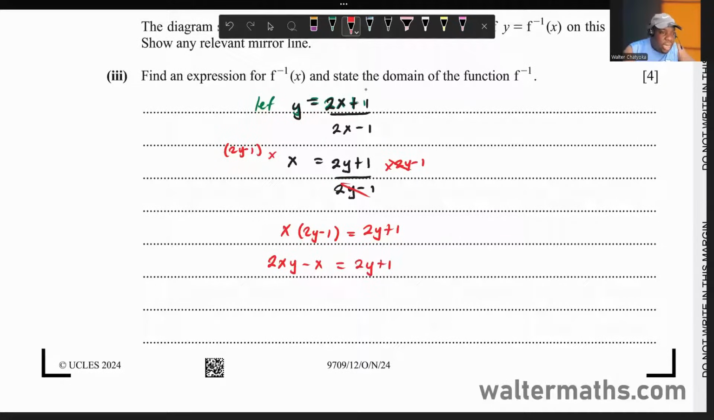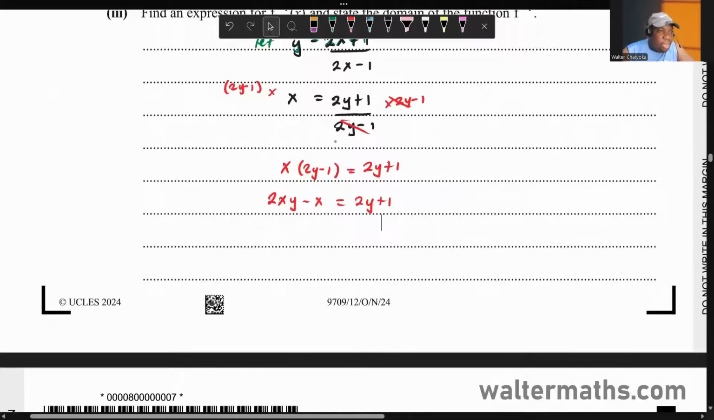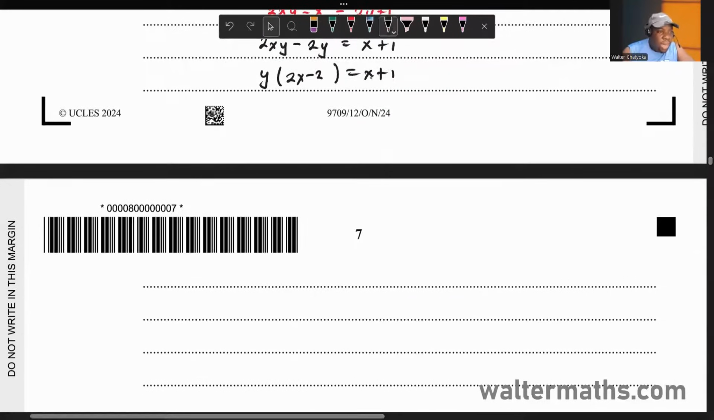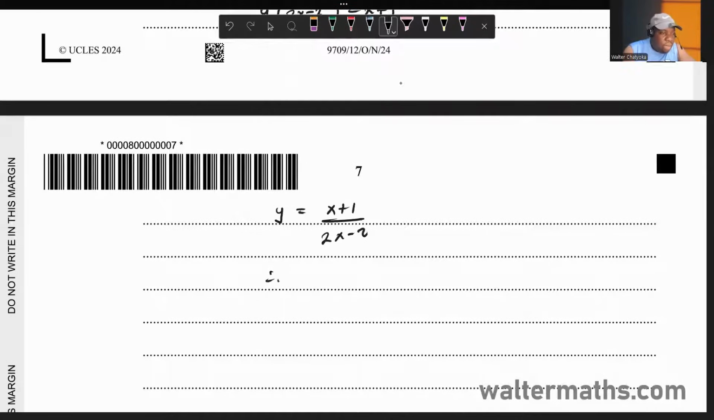All right, so we have 2xy minus 2y is equal to x plus 1. Factor out y, so it's y of 2x minus 2 is equal to x plus 1. So we'll be having y being equal to x plus 1 over 2x minus 2. So therefore, the inverse function should be x plus 1 over 2x minus 2.